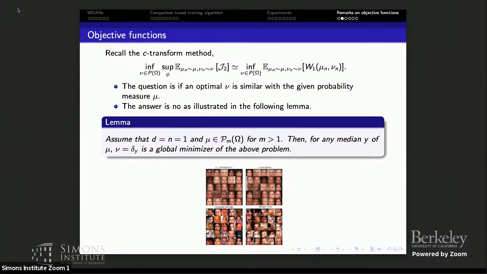So for instance, when we consider a very simple case, where we consider one point as a mini batch and one-dimensional data, then one can check that the median can be a global minimizer of the problem. Theoretically speaking, this is also related to k-means clustering. In fact, this c-transform method is probably similar to k-means clustering.